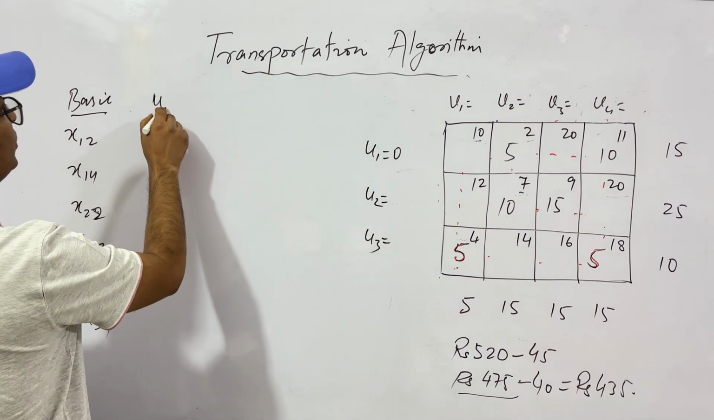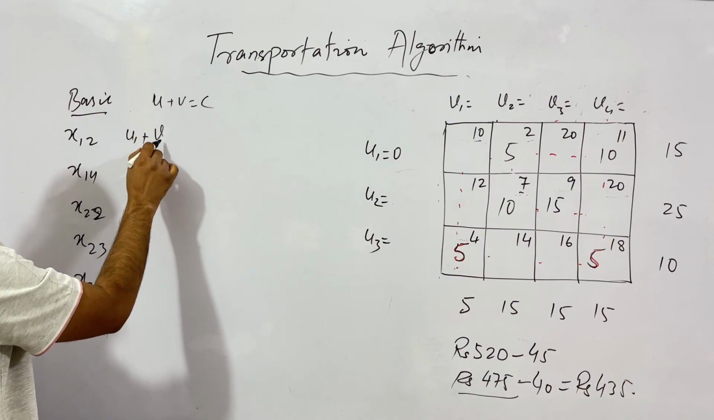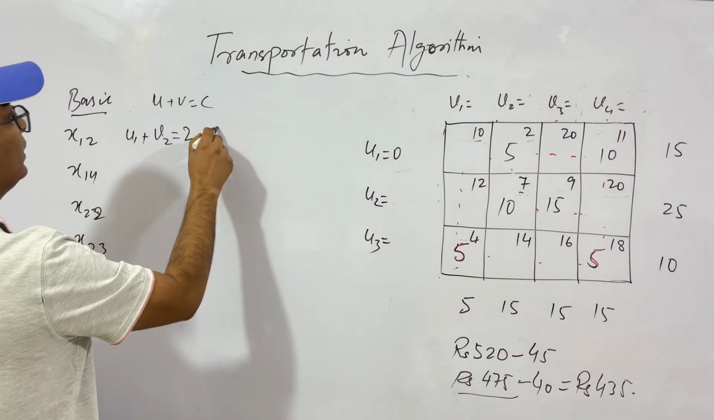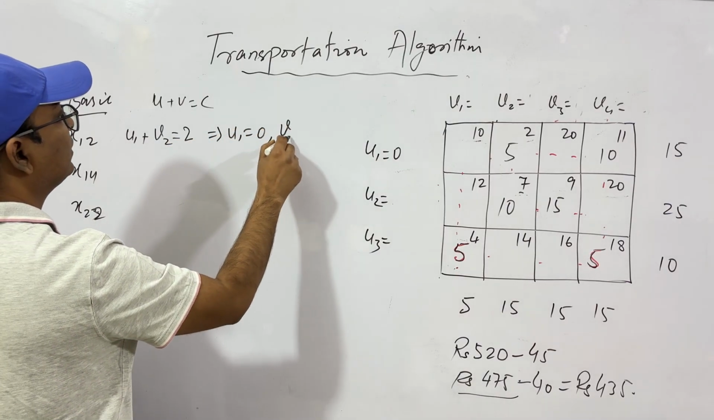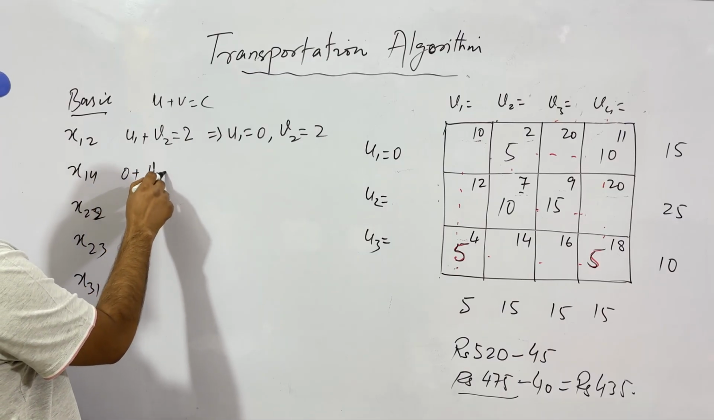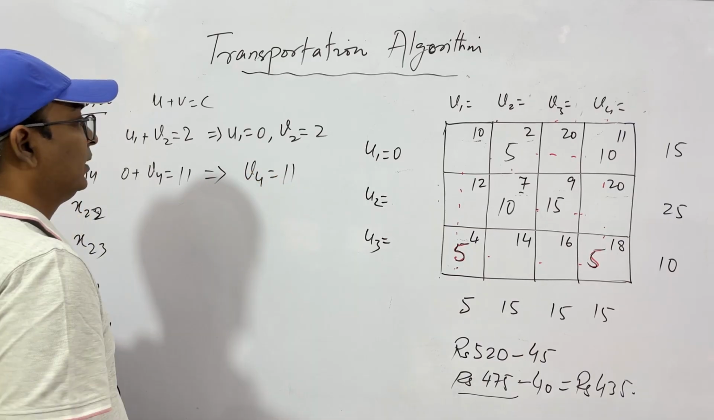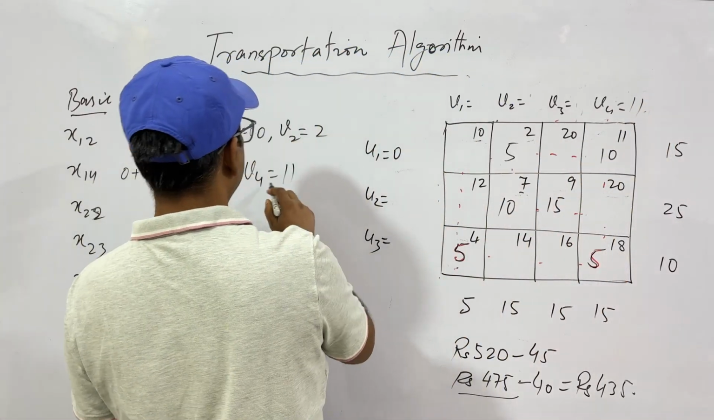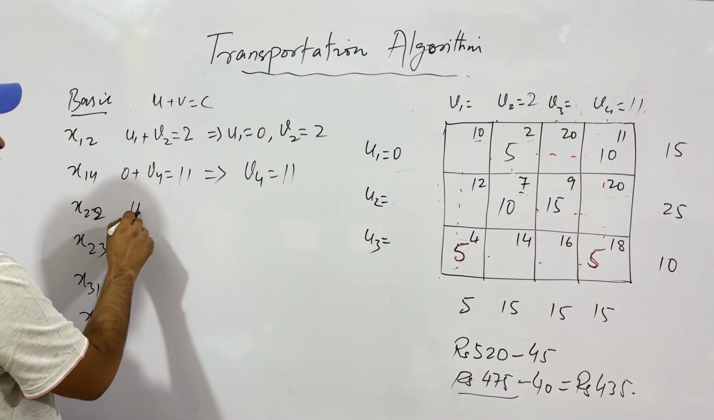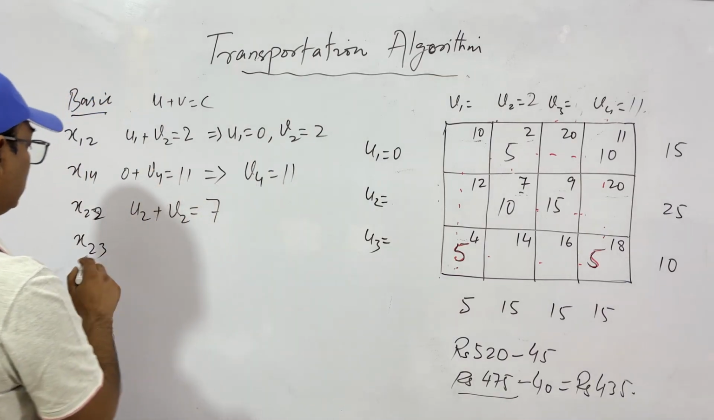So what we do is u plus v equal to c. So u1 plus v2 equal to 2. See, u1 is 0, so v2 is 2. Now here it is 0 plus v4 equal to 11, so from here we get v4 equal to 11. I am writing it, v4 is 11, and v2 is 2. Then next, u2 plus v2, x22 is 7. Do we have any value of u2, v2? No. Okay, let's go ahead.